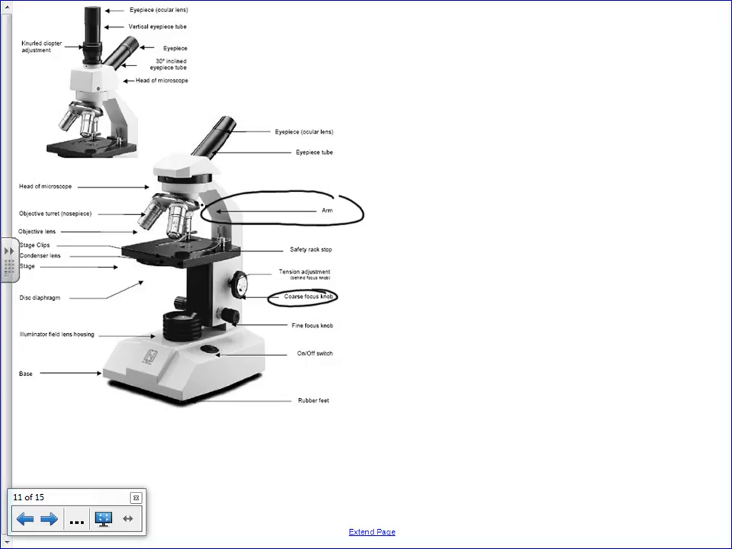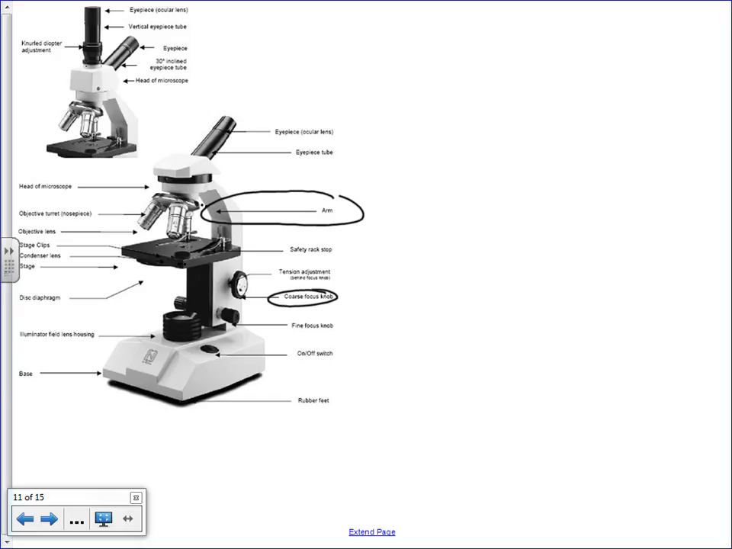Okay, we talked about the stage here. This is a slightly different model than we have, more like the ones you had at John Paul II, that have the stage clips like this. Our stage clip is much better because we have a movable stage. Our stage can be moved around using these knobs here, which is really good if you're trying to find something on the slide. You don't have to put your finger on the slide and move the slide around. The problem with that is when you do that, you usually push the slide down and then it goes out of focus. With these, you don't have that problem.